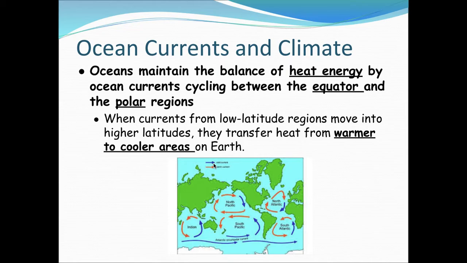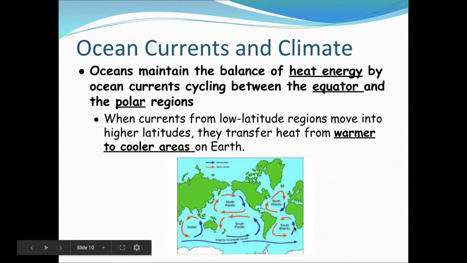And the blue currents are moving cold water. In the northern hemisphere, warm water moves from the equator towards the North Pole, away from the equator. Same in the southern hemisphere. Instead of going north, though, it goes south towards Antarctica. So warm water moves away from the equator.